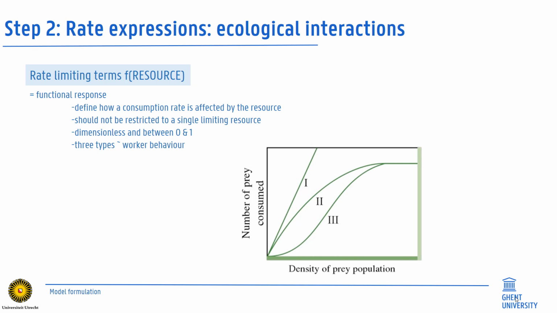The rate limiting terms are in an ecological context typically defined as functional responses. These functional responses define how a consumption rate is affected by the resource availability. They should not be limited to a single limiting resource. They are dimensionless between 0 and 1 and related to the behavior of the worker. We typically recognize three larger classes of functional responses: type 1, type 2, and type 3.